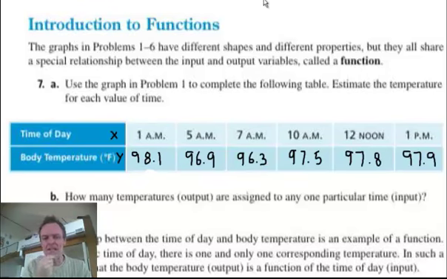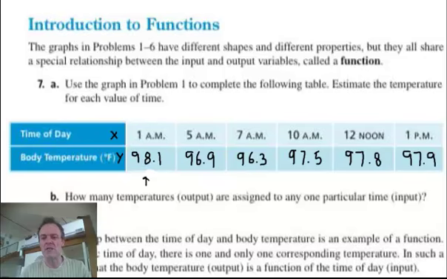Now then, can you see? I'm only going to get one temperature for a certain time of day. Here we go. At 1 AM, I'm 98.1. I can't be 98.1 and 99.1 at the same time of day. I can only be one specific temperature. That's what it's trying to ask you. There's only one specific temperature for one particular time of day.